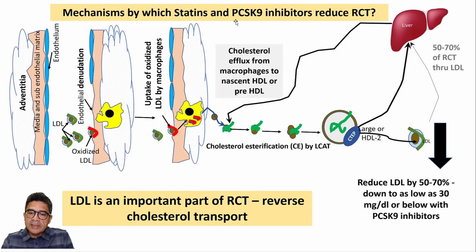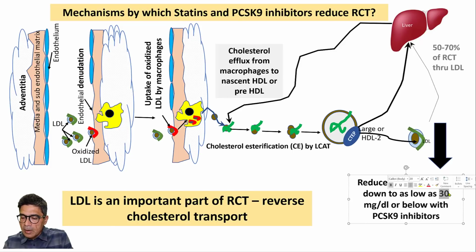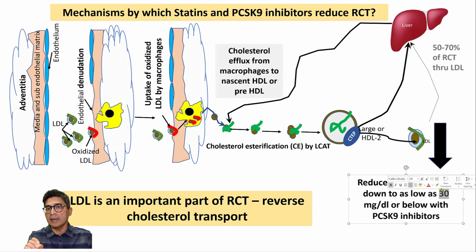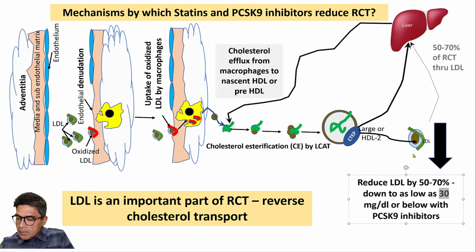So what's the mechanism by which statins and PCSK9 inhibitors reduce reverse cholesterol transport? As you know, the statins reduce the LDL perhaps by up to 50%. The PCSK9 inhibitors reduce it by as much as 70%. There are trials in which the LDL has gone down to 30 milligrams per deciliter in the PCSK9 inhibitor trials. When you reduce LDL that dramatically, you reduce reverse cholesterol transport to the liver.